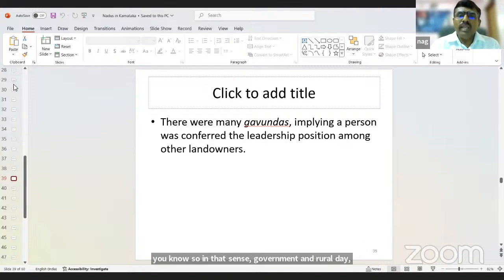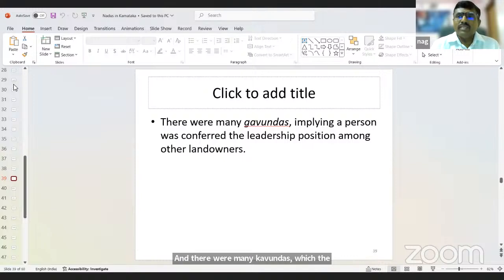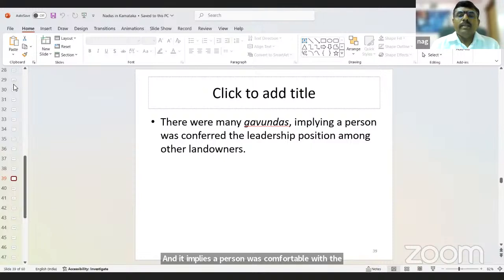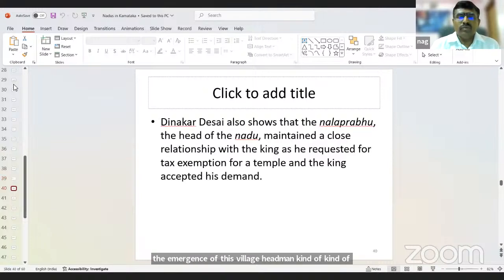There were many Gaundas, and the question was raised even by Keshanuru, as we've seen. So with evidence of many Gaundas, it is possible that there were many Urodayas also. When you say Gaunda, it is Urodaya only, and it implies a person who was conferred the leadership position among other landowners. So we find the emergence of this village headman kind of authorities in the context of these villages.